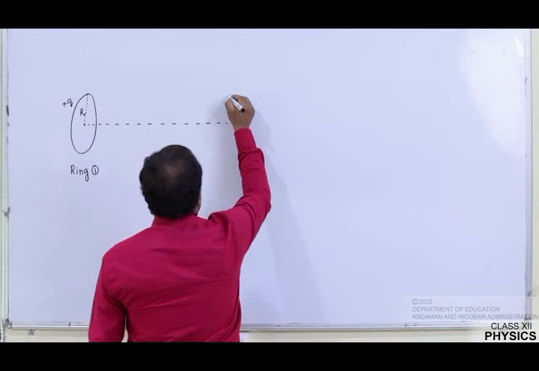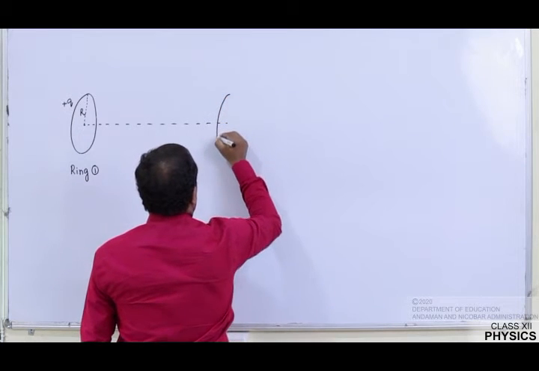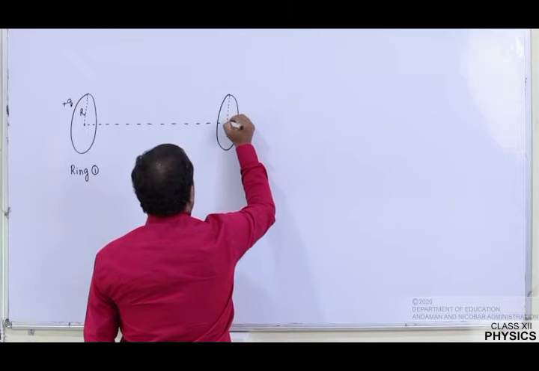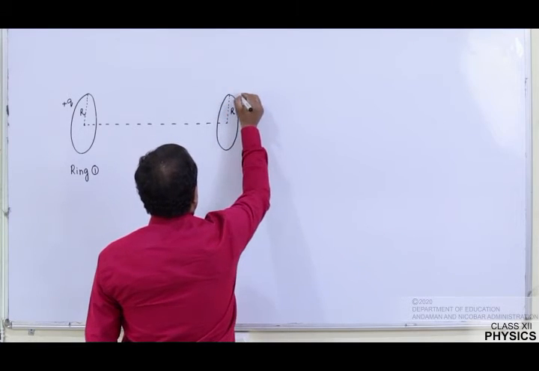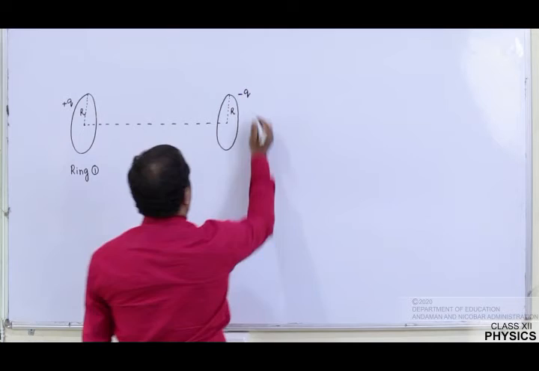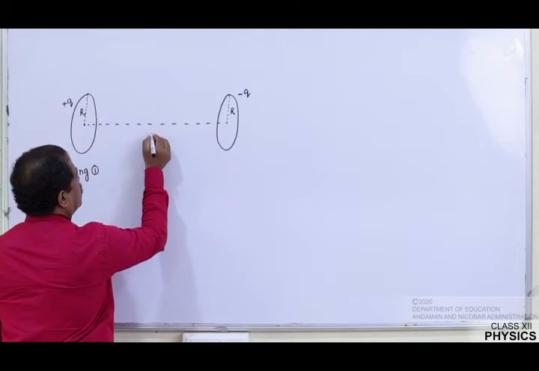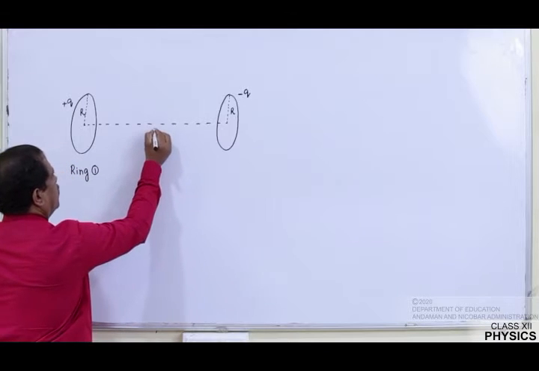I have a second ring here. The second ring also has a radius R. This is supplied with a charge minus Q. The two rings have a common axis. The two rings are separated by a distance of d.